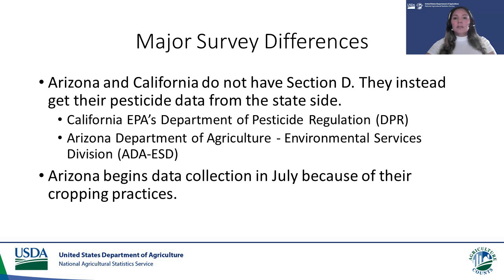Instead of the usual process of collecting this during the interview, they get their pesticide data from the state-specific sources. In California, the pesticide data is taken from the California EPA's Department of Pesticide Regulation. Arizona, similarly, gets their pesticide data from the Environmental Services Division of Arizona's Department of Agriculture. In addition, Arizona begins their data collection in July due to their cropping practices.